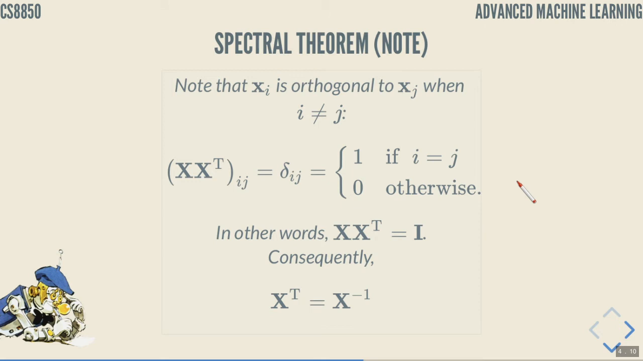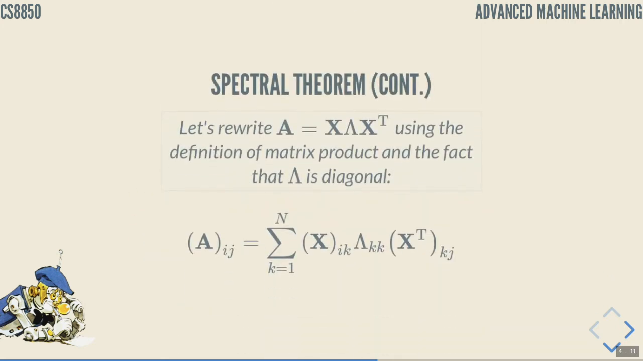In other words, X X transpose equals identity, and as we said, X transpose equals X inverse. Easy inverse for orthogonal basis. This property gives this to us.